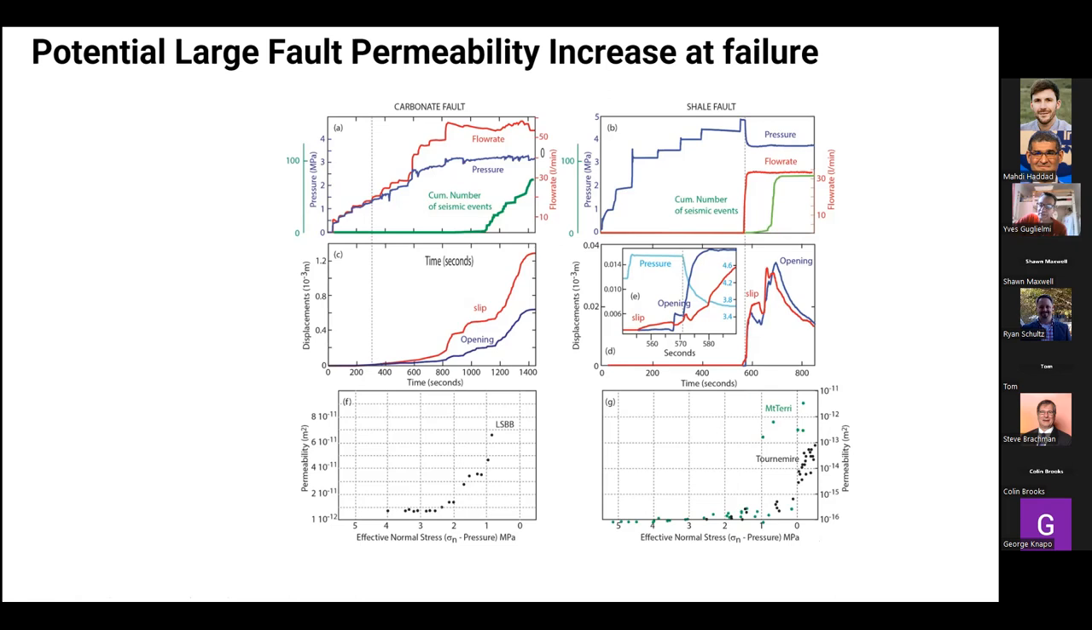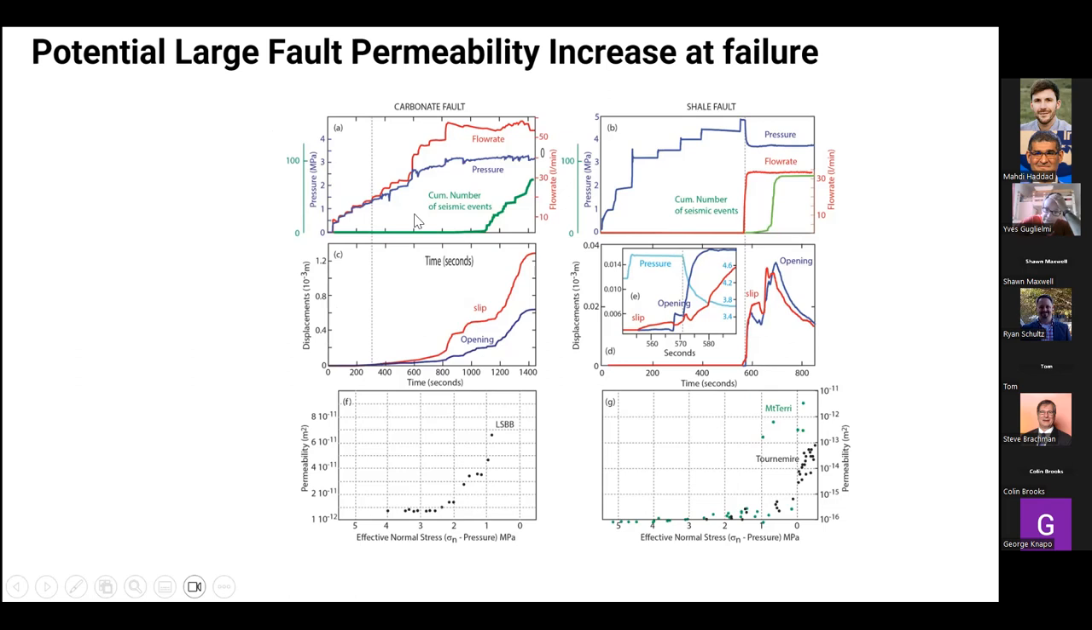Now, I'm not going to make it too long, but if you move to the left side, I just added here an older experiment that we did on a carbonate fault. That's a Science paper that we published.